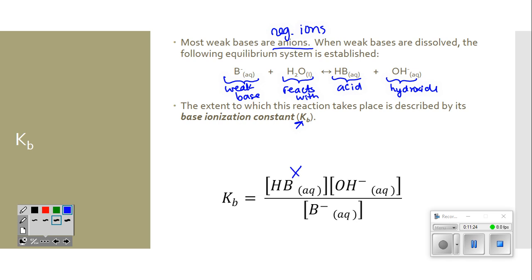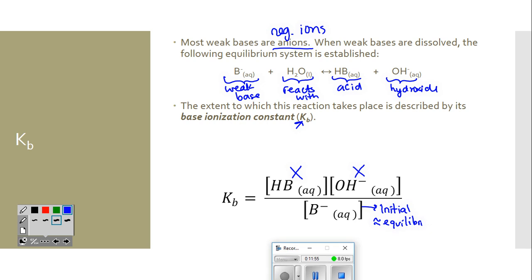Just like with acids, we could say that that hydroxide ion concentration and the acid that are produced should have the same concentration. And I would generally represent them both with an X. For my original base, we're assuming that the initial concentration is more or less the same as the equilibrium concentration, just like for an acid. So it'll change, but it'll change by so little that it'll seem like it was the same amount.